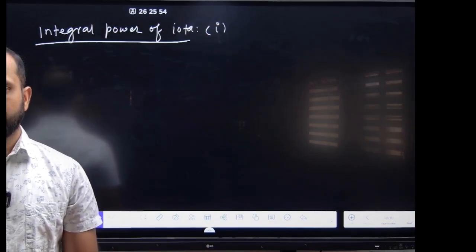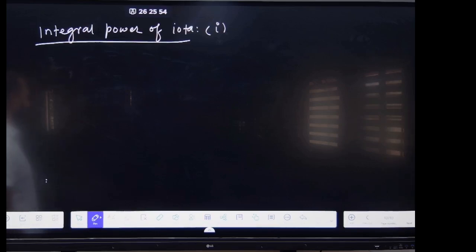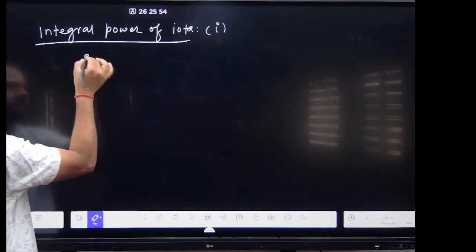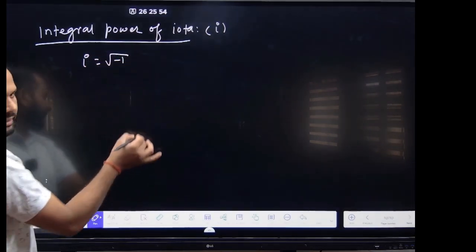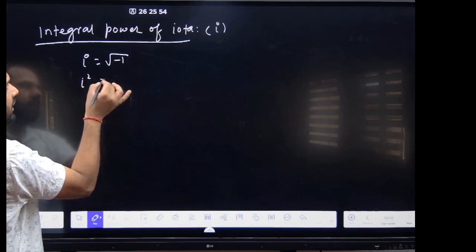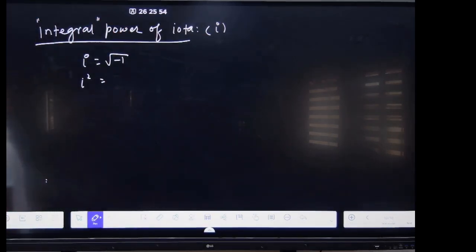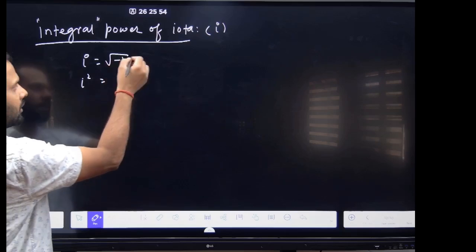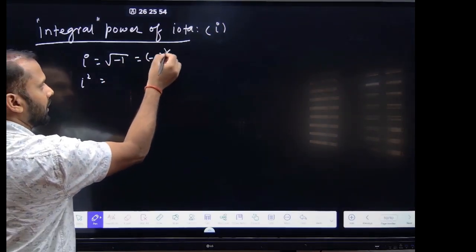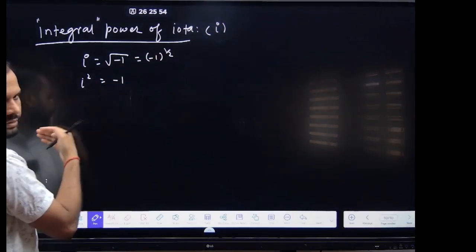Shall I start? Just see how to write. What is i? Root under minus 1, correct? Integral power means start increasing the power of i: 1, 2, 3, 4, and so on. What is i square? This is nothing but minus 1 to the power 1 by 2, squared. If you square it, minus 1.